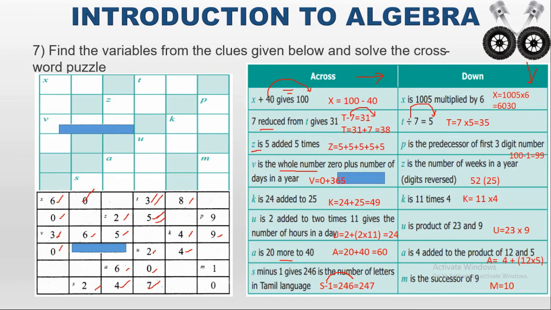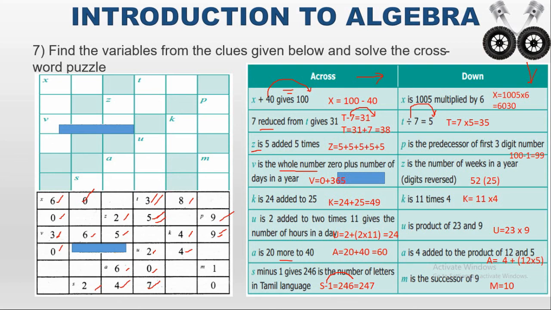Then P is the predecessor for the first 3-digit number. So what is the first 3-digit number? First 3-digit number is 100. So predecessor means before the number. So you have to subtract 1. So 100 minus 1 equals 99. So the P value is 99.